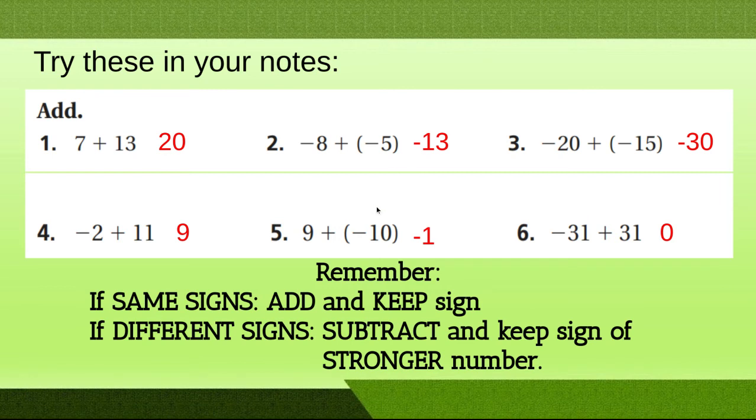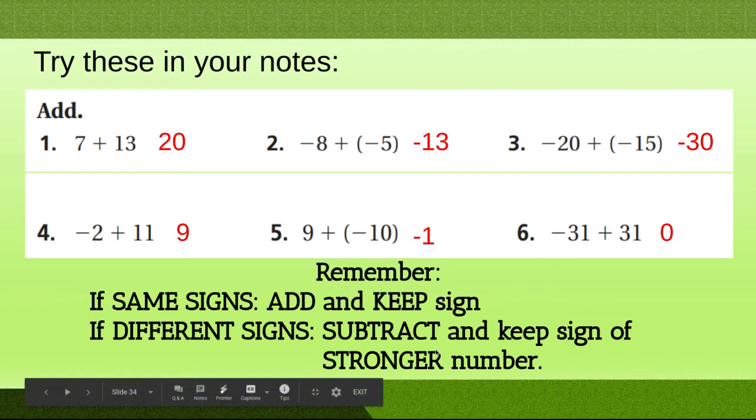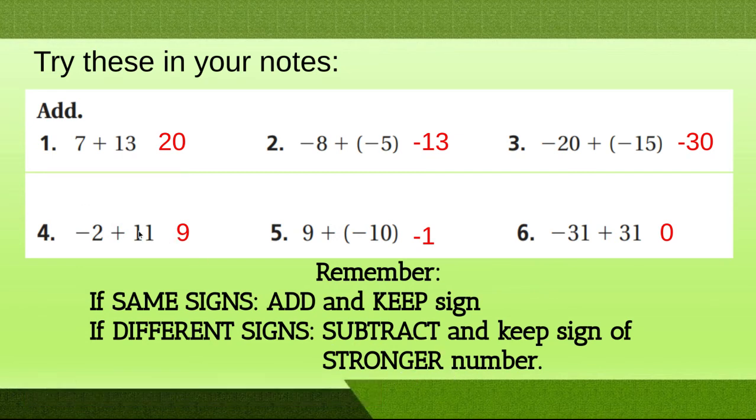Okay, and here's the answers, and hopefully you got them all correct. We have same sign here, so you add the numbers, keep the sign. Here we have same sign, so we add the numbers, keep the negative sign. Here again, we have same sign. So we just add 20 plus 15, which is 30, and then we keep the sign of a negative. Here we have different signs, right? So it says subtract and keep the sign of the stronger number. So 11 minus 2 is 9, and then who wins the tug of war?